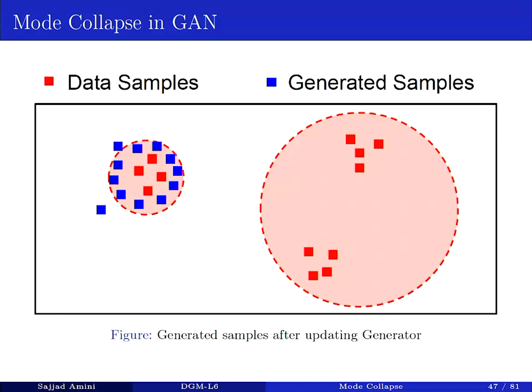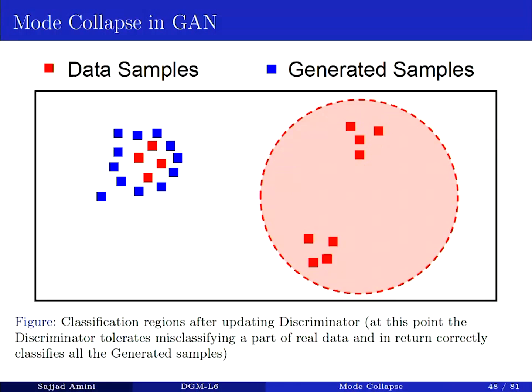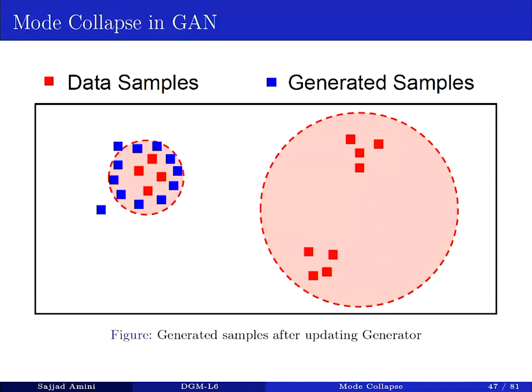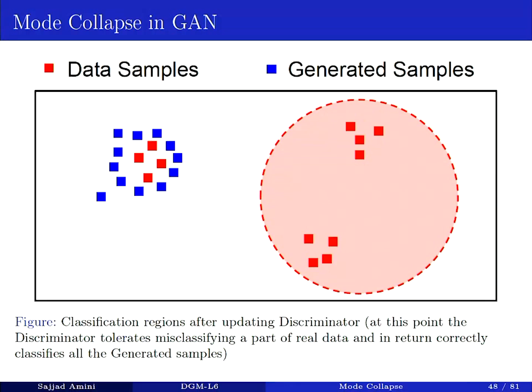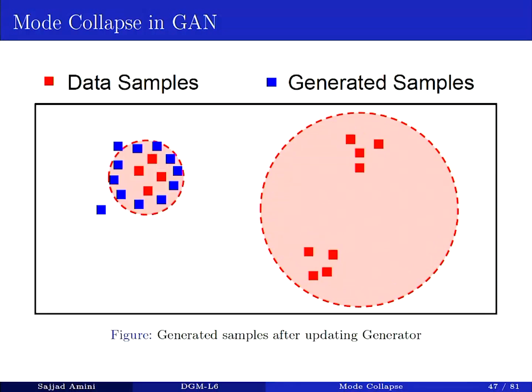So this is not the case. What happens? At some point like this, the discriminator decides to tolerate misclassification of the red parts, and puts all of them as generated. This is a better classification than this one.